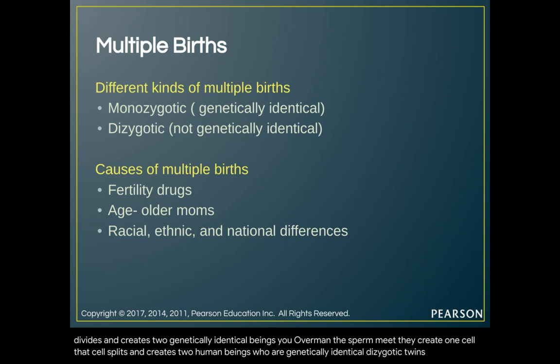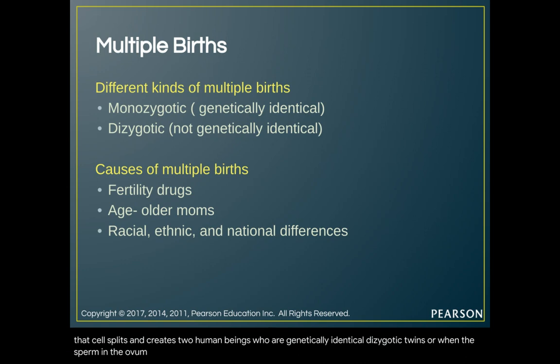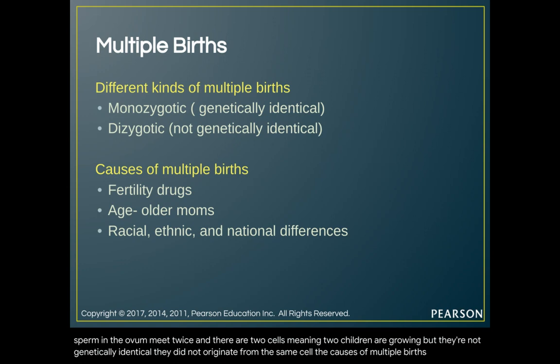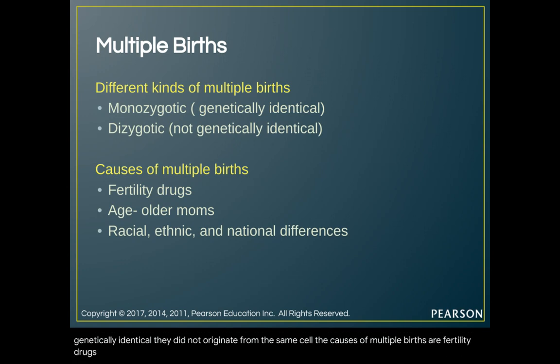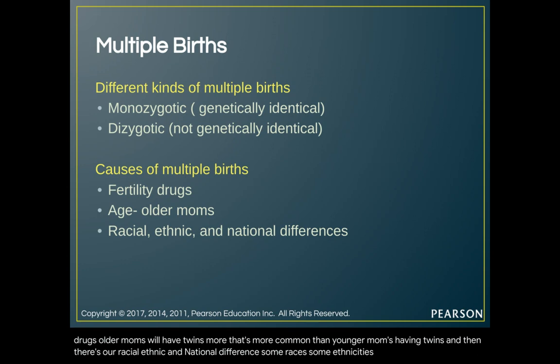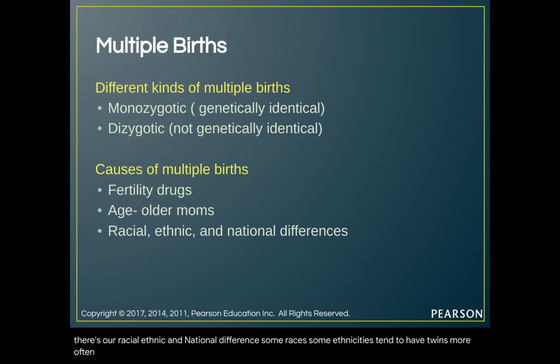Dizygotic twins are when the sperm and the ovum meet twice, and there are two cells, meaning two children are growing, but they're not genetically identical. They did not originate from the same cell. The causes of multiple births are fertility drugs. Older moms having twins is more common than younger moms having twins. And then there's a racial, ethnic, and national difference. Some races and some ethnicities tend to have twins more often than others.